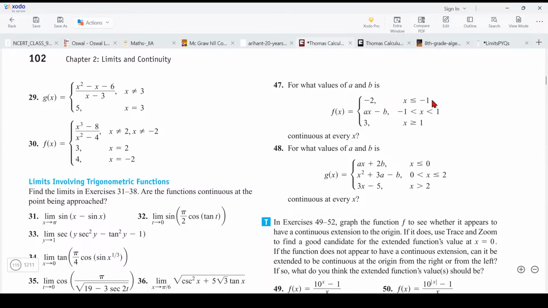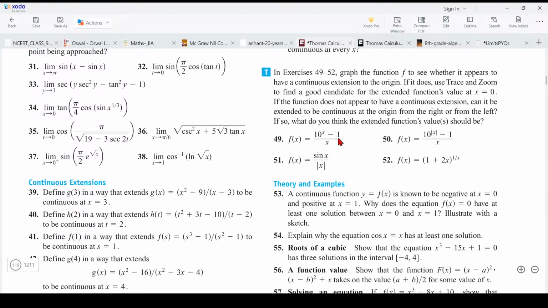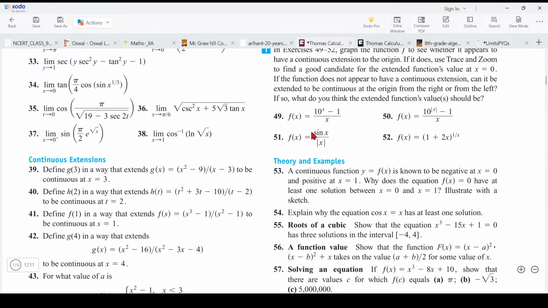So this one also is the same thing. Minus 1 you equate, and then plus 1 you equate. This one, these two should be equal, these two should be equal. Okay, now something interesting here.